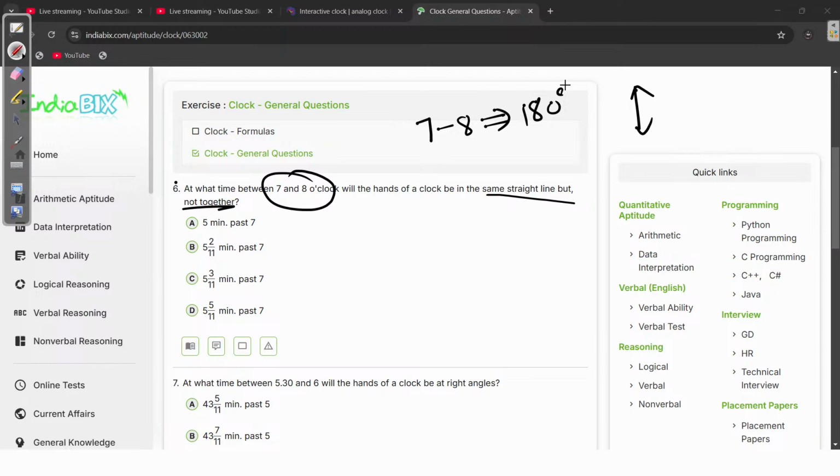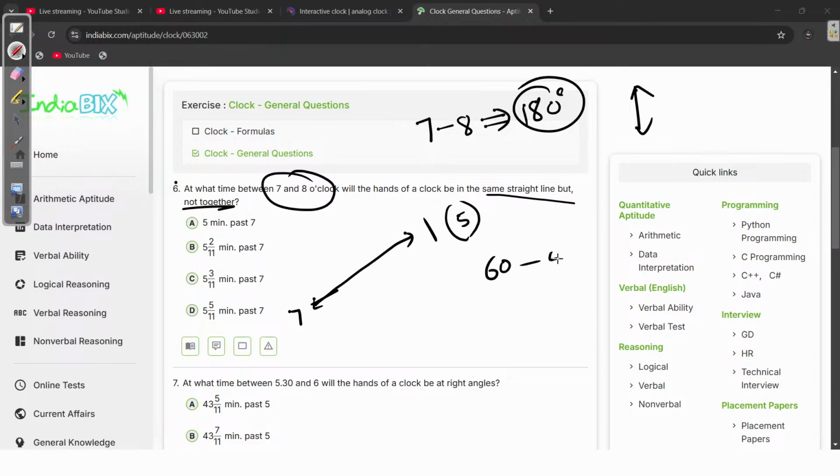So how are you going to do the problem? Simple thing. Place your hour hand on 7. Then he is saying 180, so form 180 degrees from here. I am going to get on the right side because 7 will be on the left side. Then find out exactly 180. So what will be here? 1. 1 means how many minutes? Only 5 minutes.